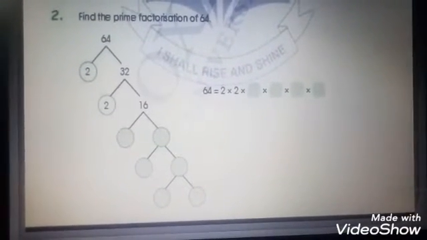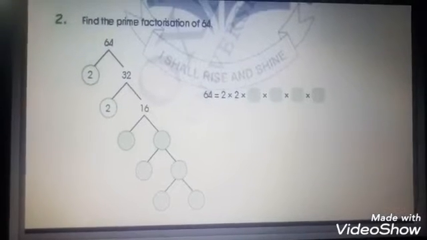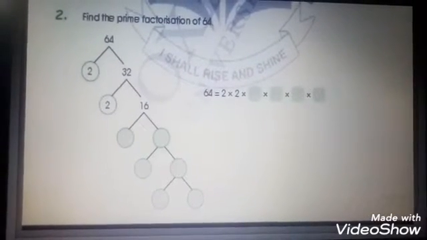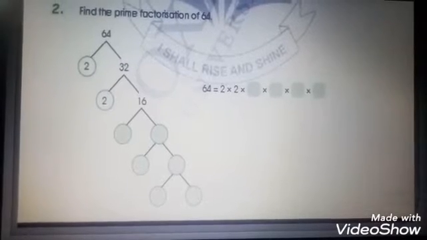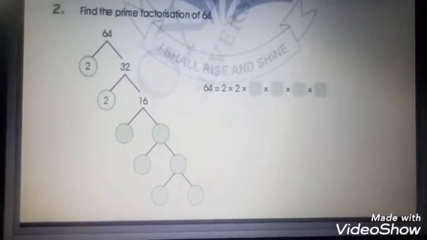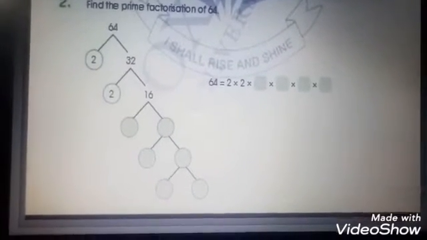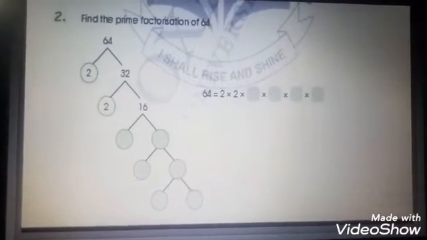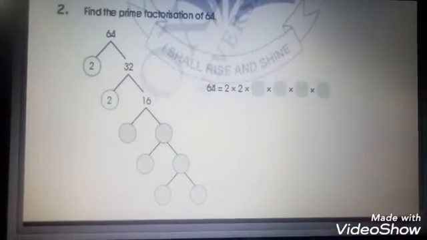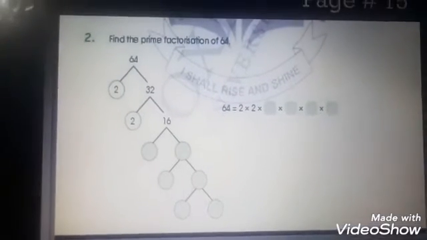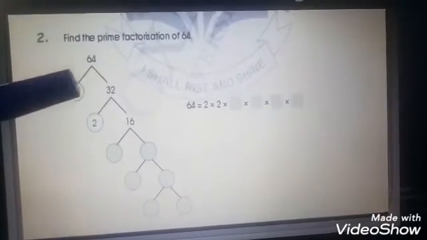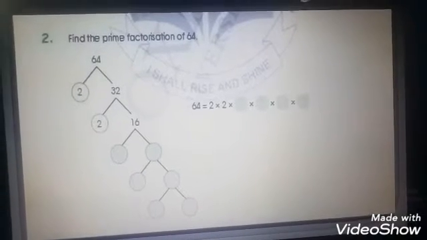Here you see 64. Find the prime factorization of 64. Again I am telling you, 64 is a composite number, so composite plus even number. So you will start to factorize it with the even number. If there is an even number in the composite, then you will start to solve the question with the even prime number. Here 2 multiplied by 32 gives 64.